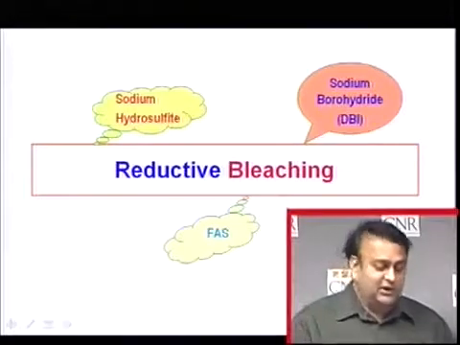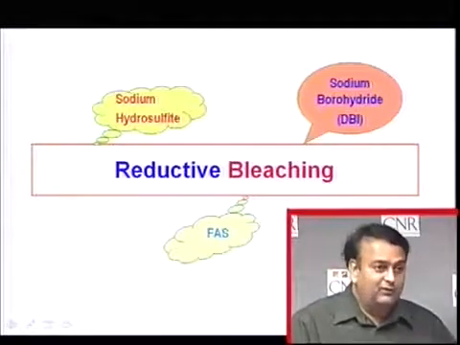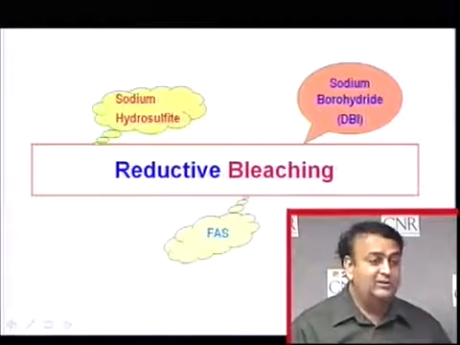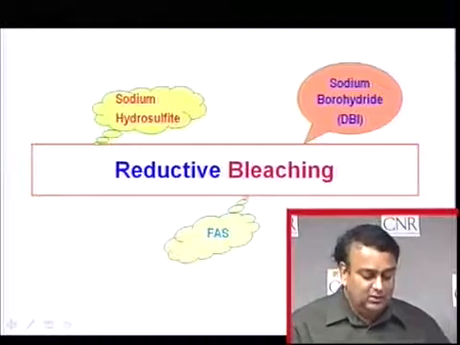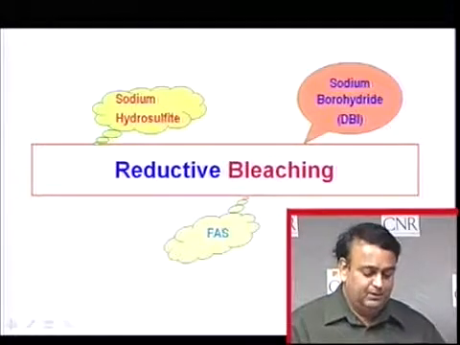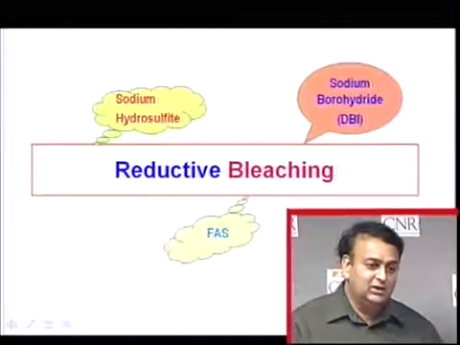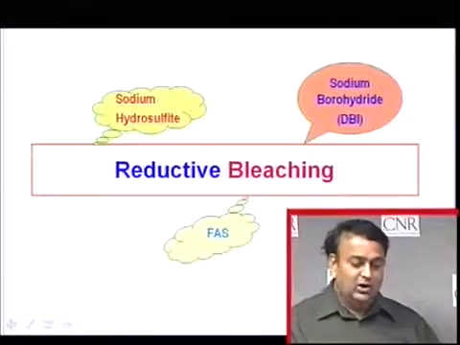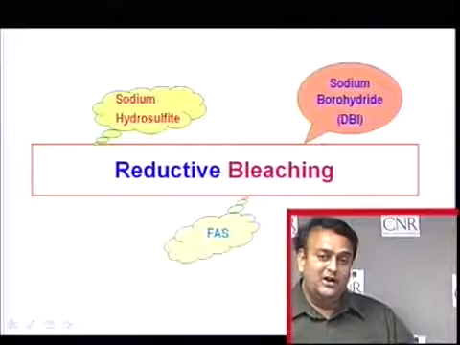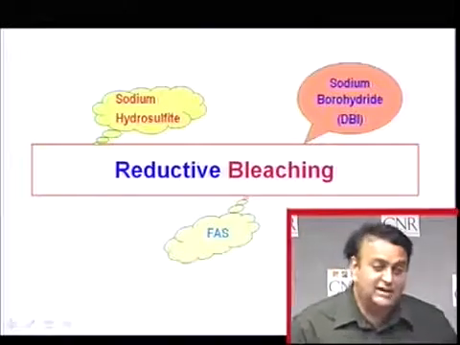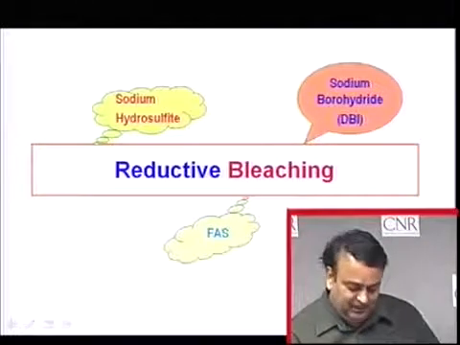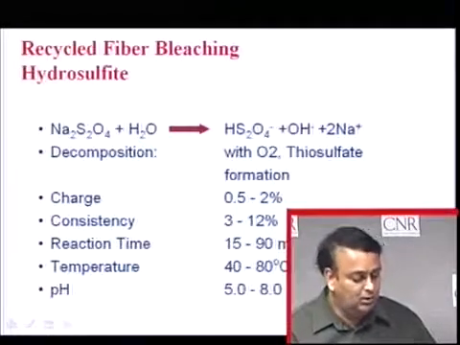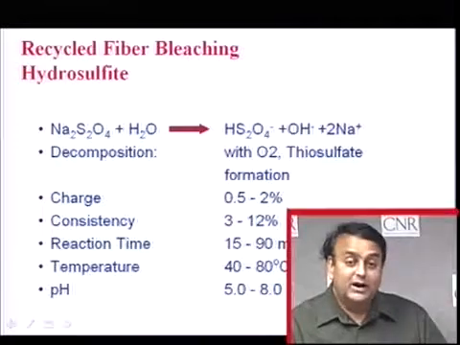There are 3 types of reductive chemicals: sodium hydrosulfite, FAS, which is formamidine sulfinic acid, and then sodium borohydride. The process is called DBI and marketed by the Rohm and Haas company. DBI stands for direct borohydride injection. Let's take a look at hydrosulfite bleaching.